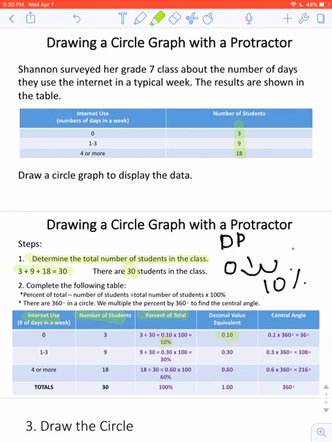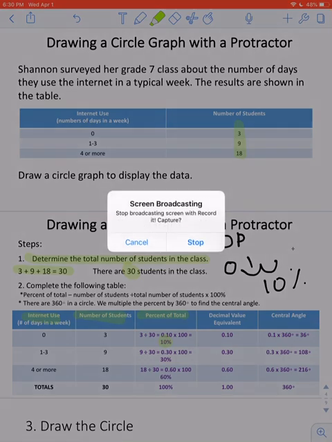Then in order to find the central angle, we are looking at the total amount that a circle adds up to.